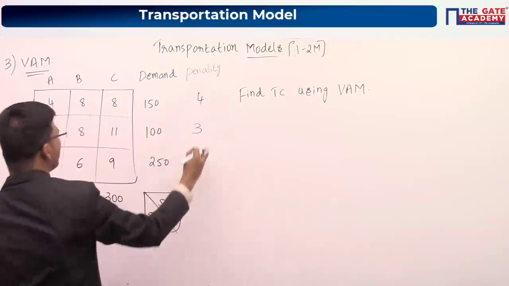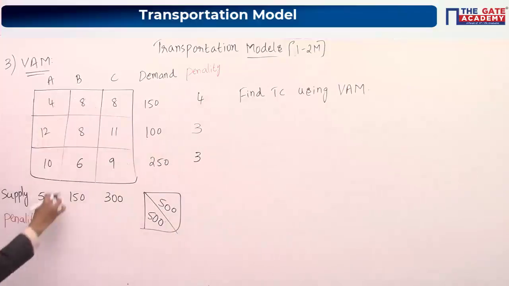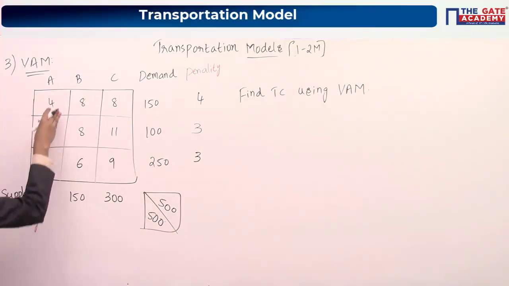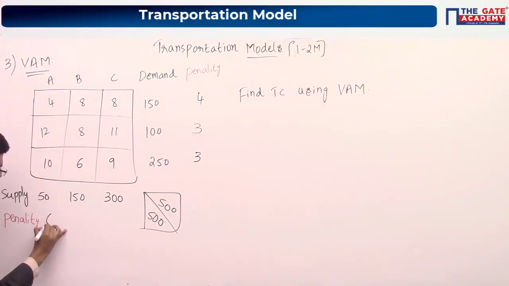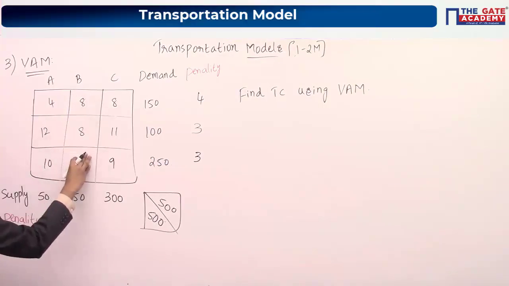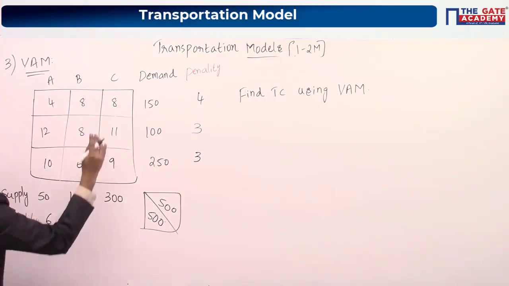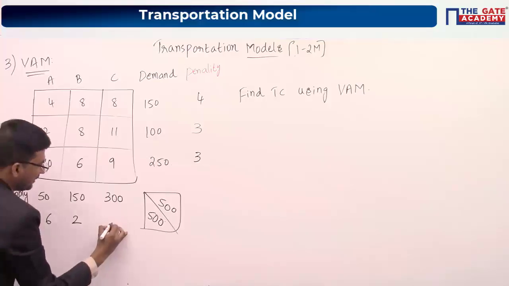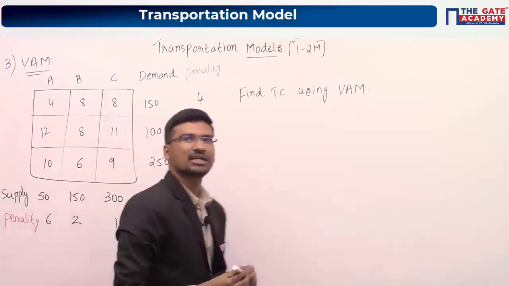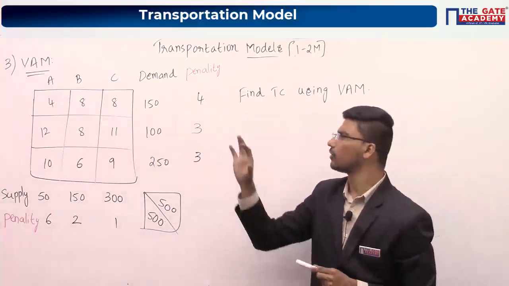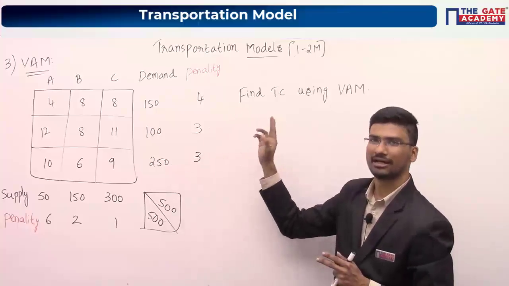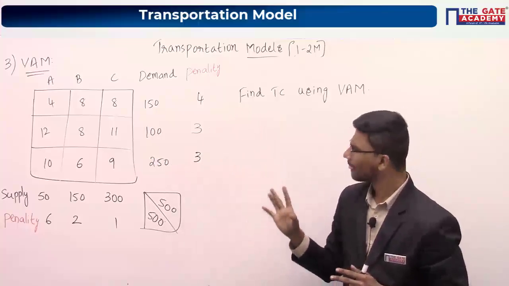Now we have calculated the row penalties. Similarly, calculate column penalties also. So 4, next minimum 10, this will be 6. Then 6, 8, it will be 2. And 8, 9, it will be 1. So these are your row penalties and column penalties.